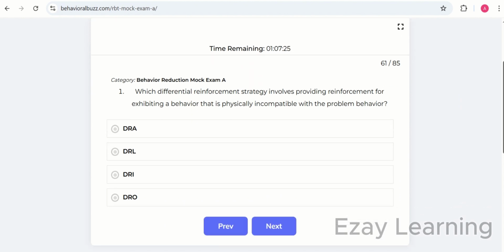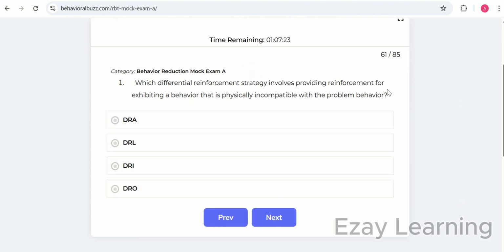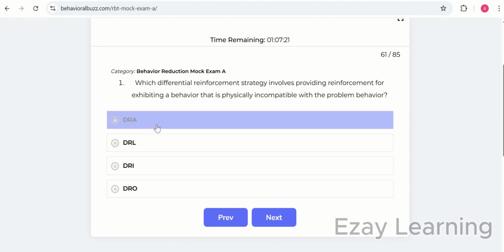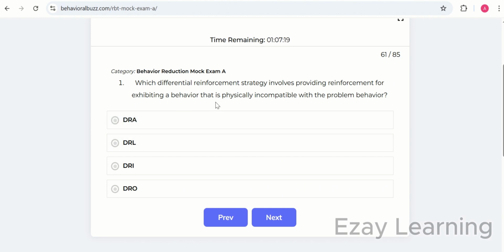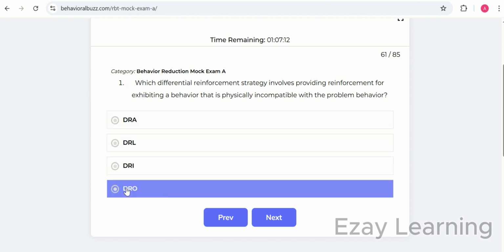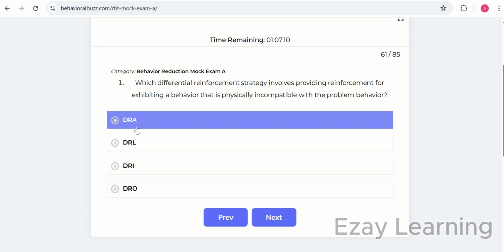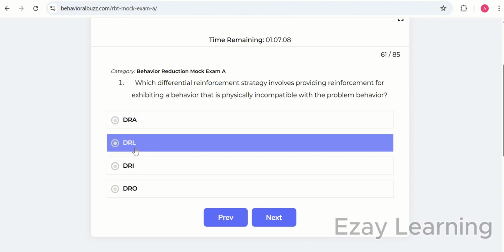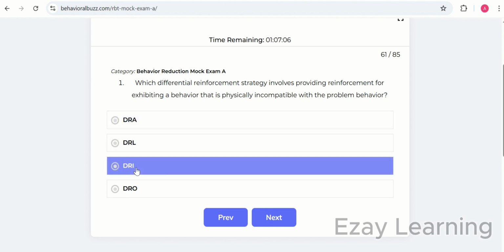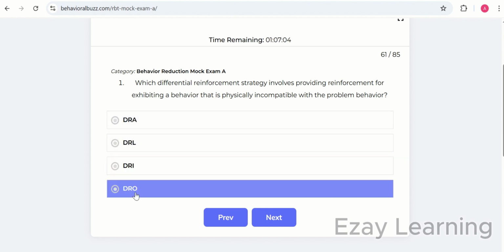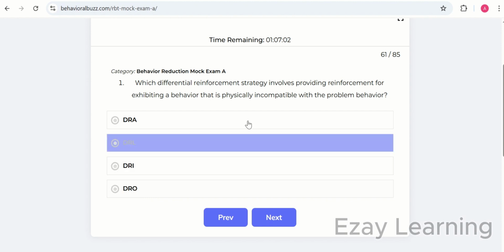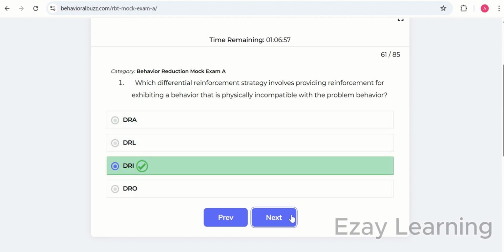Which differential reinforcement strategy involves providing reinforcement for exhibiting a behavior that is physically incompatible with the problem behavior? So the DR stands for differential reinforcement, A stands for alternative behavior, L stands for low rates, I stands for incompatible behavior, and O stands for other behavior. So here we are talking about incompatible, it would be DRI.